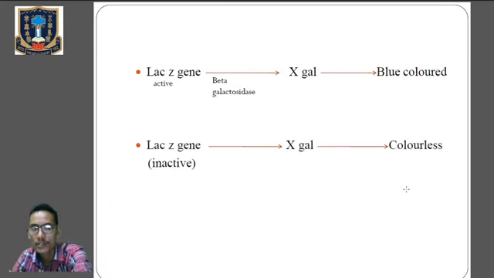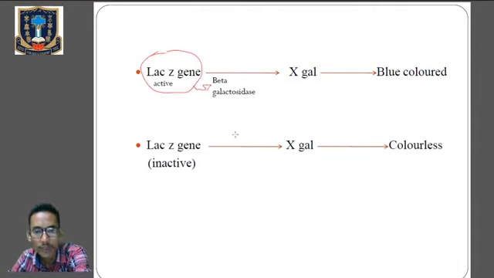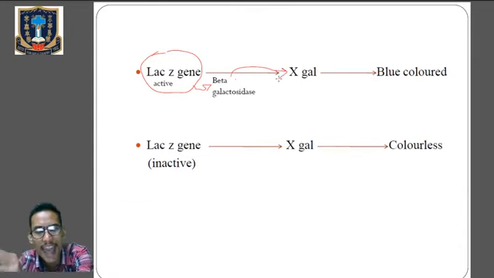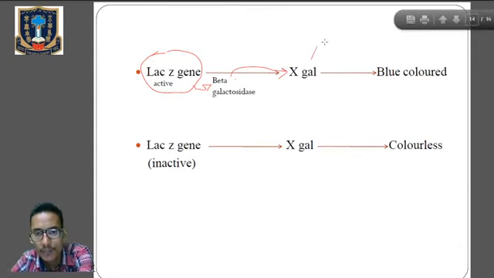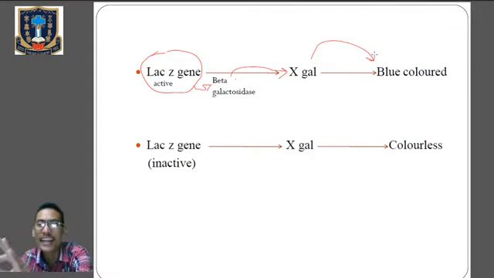So let's go through this. Generally, the LacZ gene in its active form will code for the enzyme beta-galactosidase, and this enzyme will cleave the colorless substrate X-gal to produce a blue colored colony when the LacZ gene is in active form.